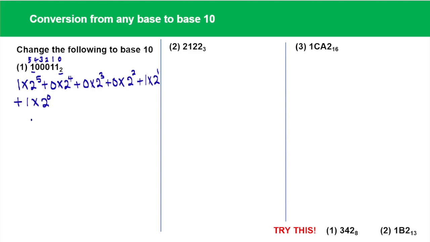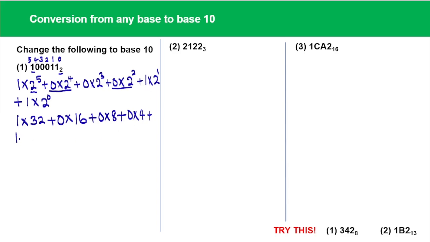The next thing now will be to simplify. 2 to the power of 5 means 2 times 2 times 2 times 2 times 2. That will give us 32. So we have 1 times 32 plus 0 times 2 to the power of 4, that's 2 times 2 times 2 times 2, that will give us 16, plus the next one is 0 times 2 to the power of 3, that is 8, 0 times 2 to the power of 2, that will be 0 times 4, plus 2 to the power of 1, that's 2, 1.